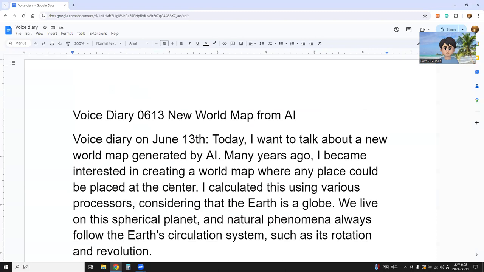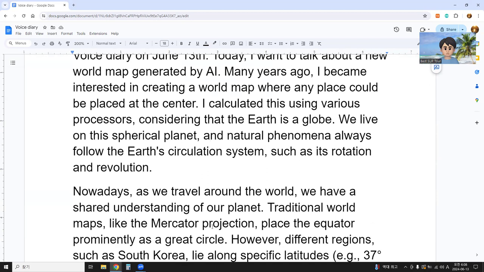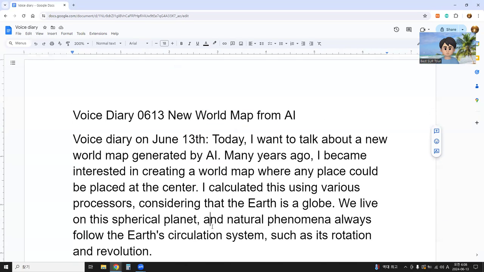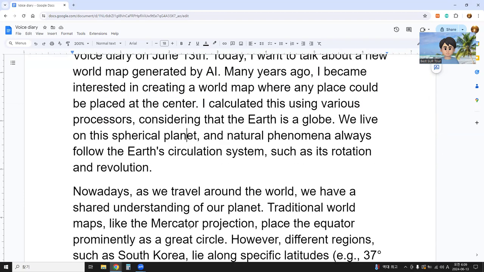Feedback from AI. We started in June. Today, I want to talk about a world map generated by AI. Many years ago, I became interested in creating a world map where any place could be placed at the center. I calculated this using various processes, considering that the Earth is a sphere. We live on this spherical planet, and natural phenomena always follow the Earth's circulation system, such as its rotation and revolution.